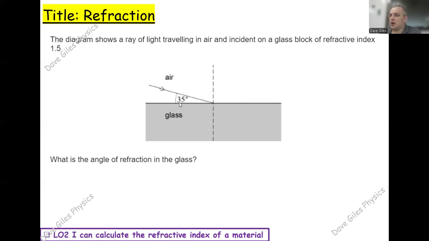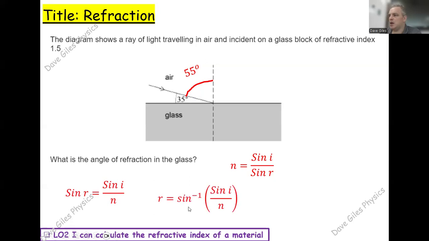First thing you have to realize is that is not the angle of incidence here. That is because the angle of incidence is between the normal line and the incident ray. So the angle of incidence, add the normal line in here, is 55 degrees. And then n, refractive index, is sine i over sine r. So sine r is sine i over n. r is therefore inverse sine of sine i over n. Put my numbers in, and I get 33.1 degrees here.